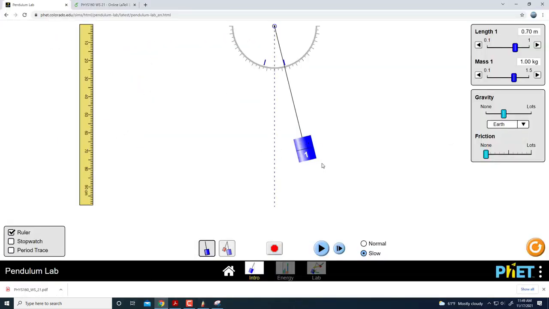So let me show you that. It doesn't depend on mass, how heavy this is; it will have the same period. Whether it's that much mass or that much mass or that much mass, the period is not affected by how big the mass is. Also, the amplitude does not affect the time period. Whether it starts from here or from here or from here, the time period is always the same.